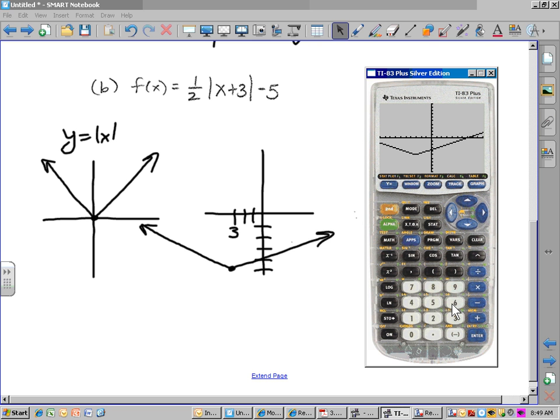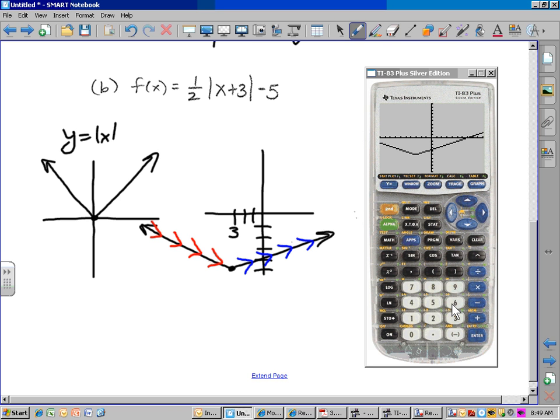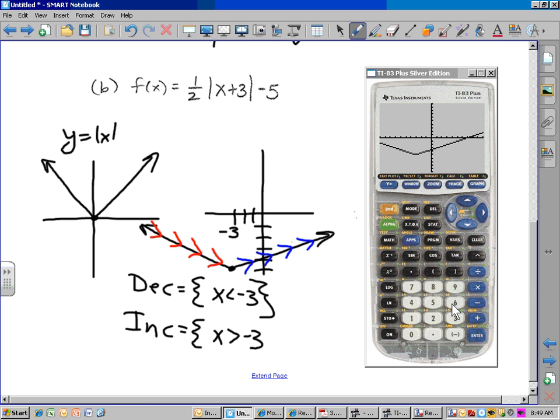So from left to right, I'm going to start drawing arrows. Where do they point? Well, the red ones are pointing down, so that's decreasing. From what to what? Well, basically anything left of negative 3 is going to be decreasing. So x is less than negative 3. And then it increases. Anything to the right, or anything greater than negative 3, is increasing.